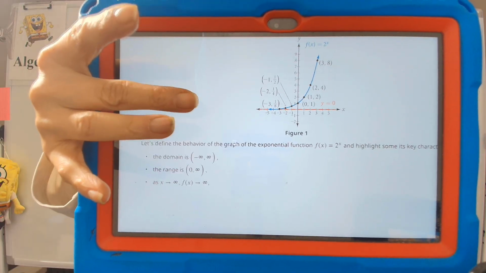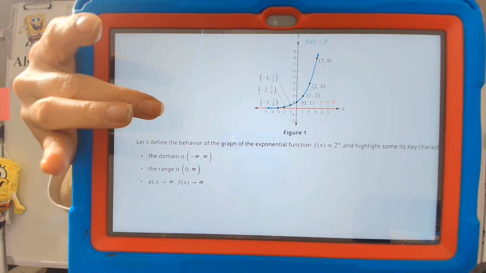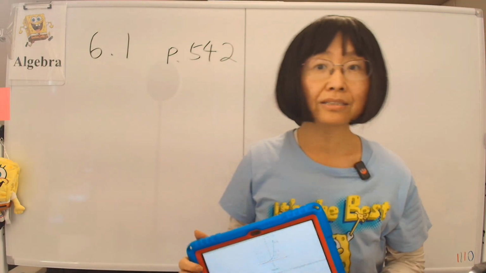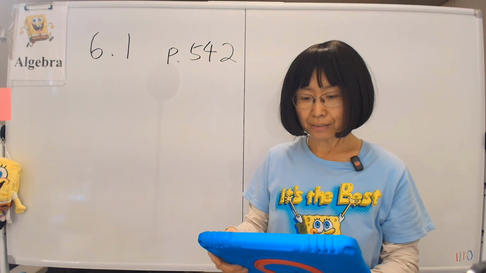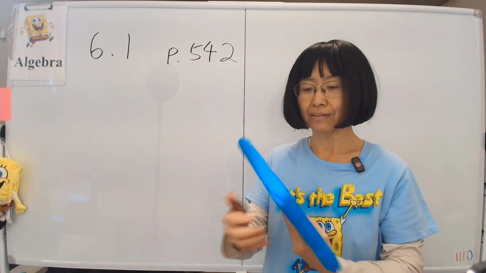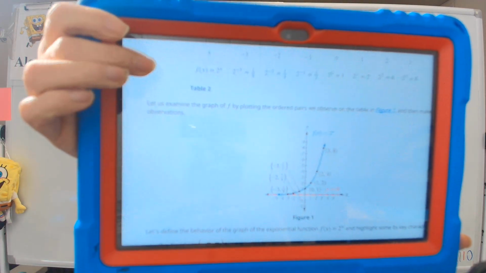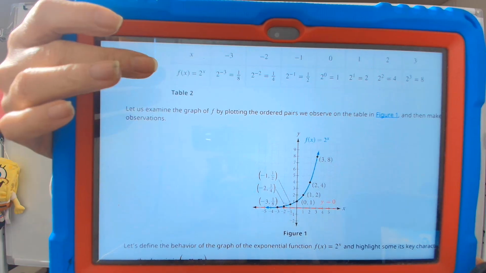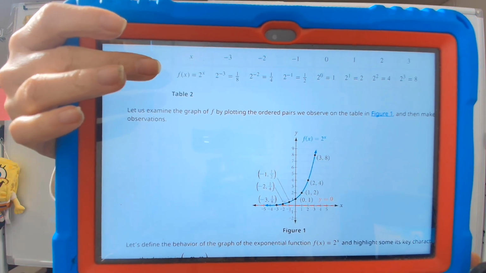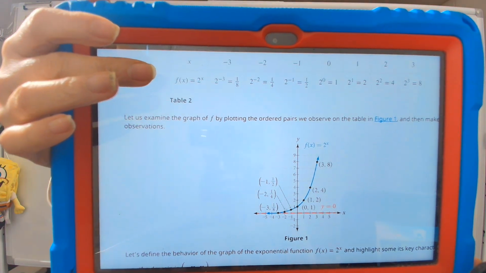As you can see, the function just gets closer and closer to the x-axis as x becomes very negative. And that's because it becomes a fraction. For example, 2 to the minus 3 is 1 over 8. Then 2 to the minus 4 is 1 over 16.